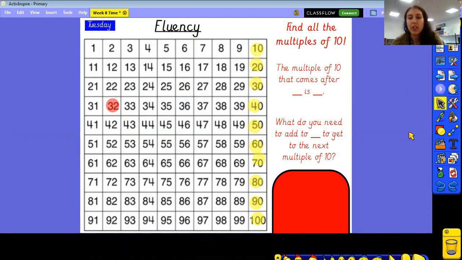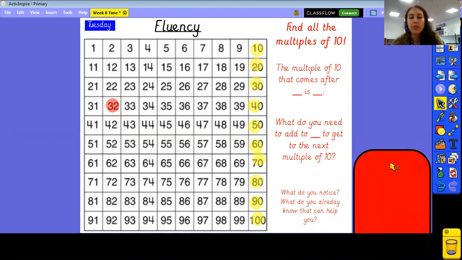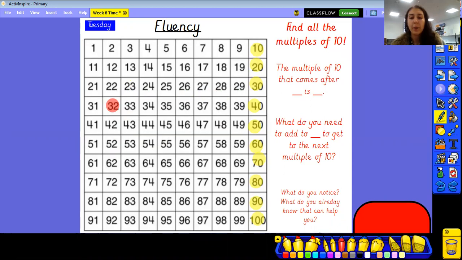Fantastic. So my question now is, do you notice anything? Is there anything that you already know that could help you with this? So let's say 16 and 67, sorry. So here we go, we've got these 3 numbers that we just looked at. What do we already know? Maybe instead of counting on, is there a more efficient way that we could work out what we need to add to it using the knowledge that we already have?